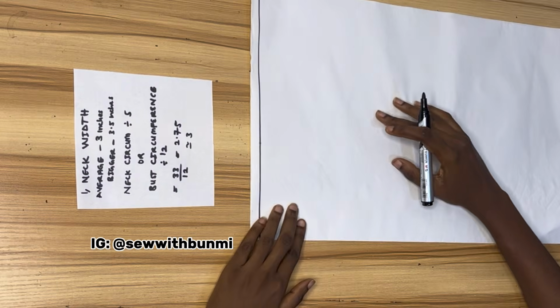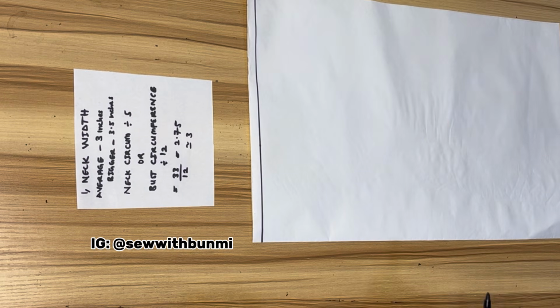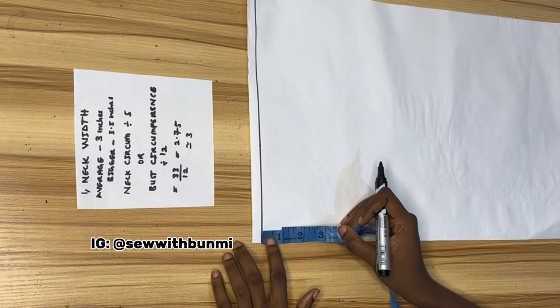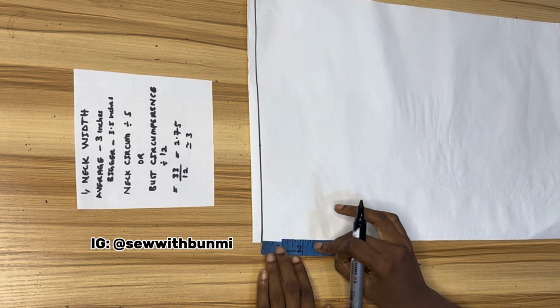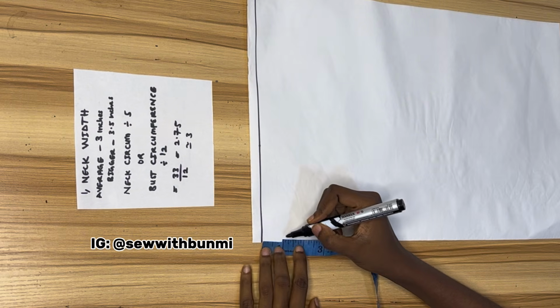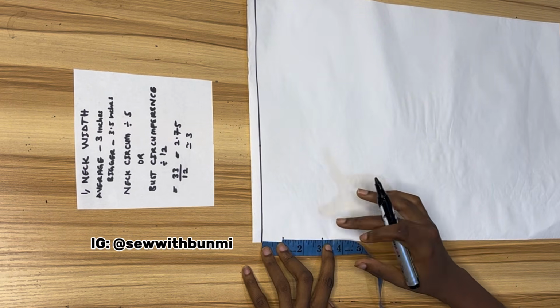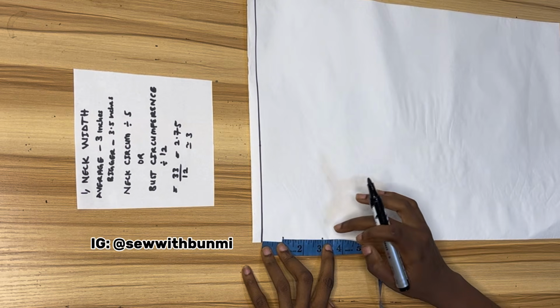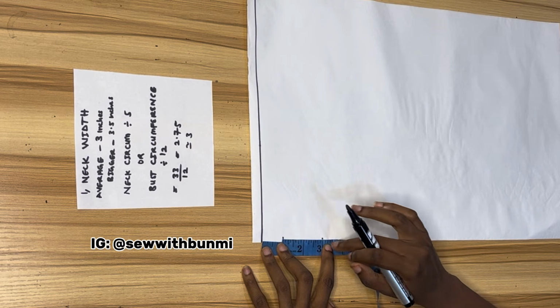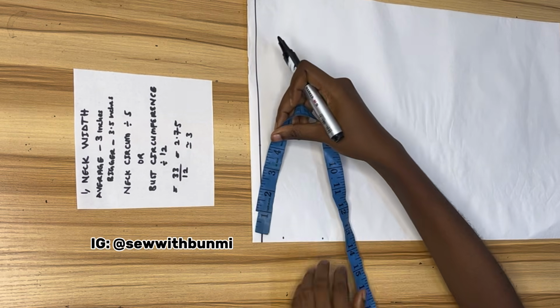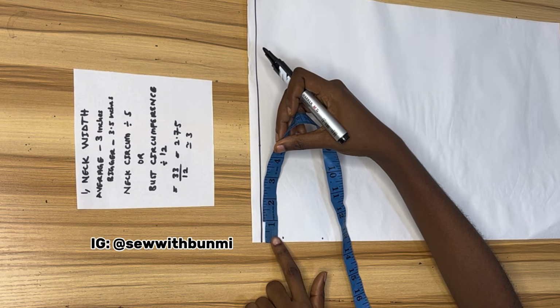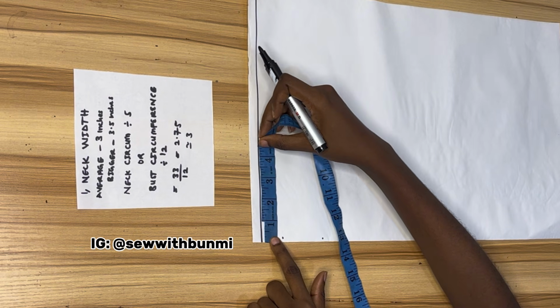Okay, so let me show you how to impute this on your basic bodice pattern. The standard neck depth for the back is usually 1 inch, and for the front is usually 3 inches. Remember, I said standard neckline. There are different kinds of neckline, and I already have a detailed tutorial on how to draft and cut your trendy necklines. But for this tutorial, I'm talking about the standard neckline.